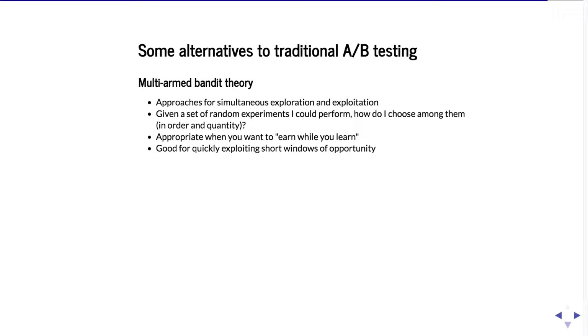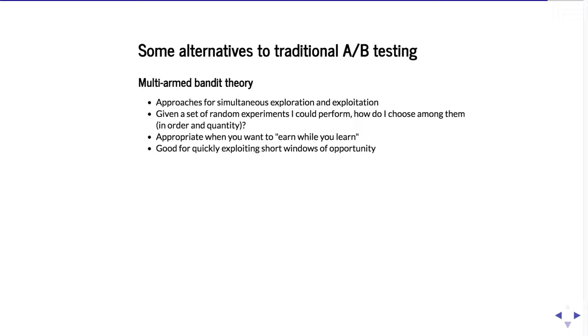I'm sure you guys have talked about this. This is related to reinforcement learning, right? It's the simultaneous exploration and exploitation. But the basic idea is, given a set of random experiments, how do I choose among them in order and quantity to maximize both my ability to learn and my ability to accumulate successes while I'm learning. So this is appropriate when you want to, the quote is, earn while you learn, be able to maximize my sales while I'm figuring out what's the best way to sell.